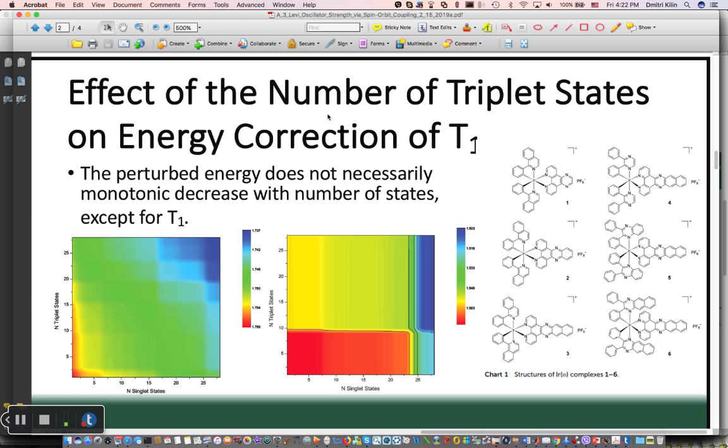So this is the number of singlet states. This is the number of triplet states. Which means you can also put energy, because singlet state number one has this energy, and of course state number two will have even higher energy, and so on. So going with the number of singlets and number of triplets means you go up in energy for singlets and up in energy for triplets. And if they have the same energy, this is what you have on the diagonal.